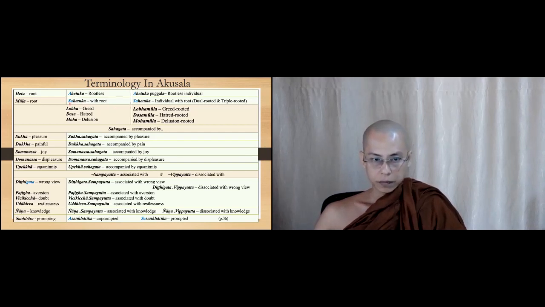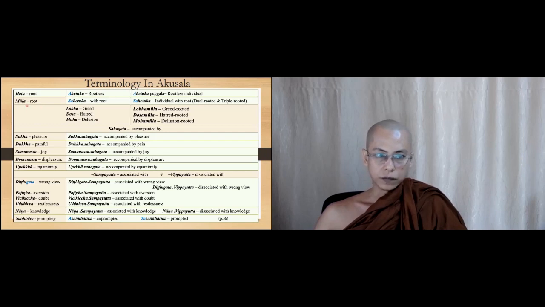If we put the word Sa with the Hetu, it is Sahetuka, with roots. Sa is translated as with. That's why Sahetuka Puggala, individual with roots. We found this when we classified the individual: dual rooted and triple rooted, Dvihetuka, Tihetuka.